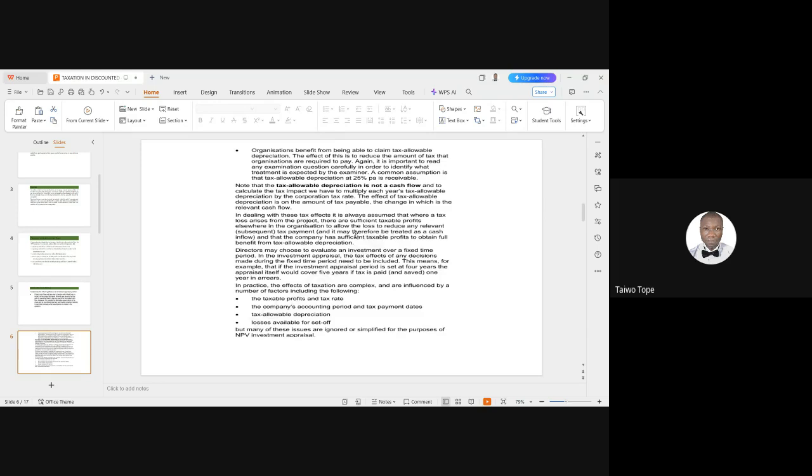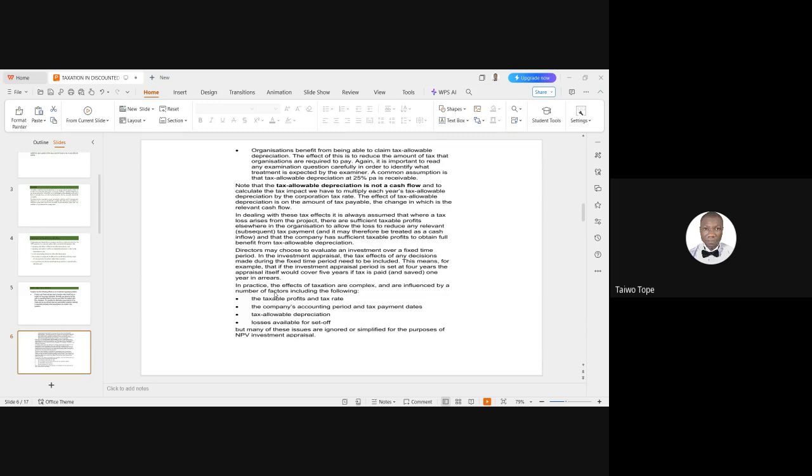These are the introductory parts of my discussion. To calculate the tax impact, we have to multiply each year's tax allowable depreciation by the corporation tax rate. So the effect of tax allowable depreciation is on the amount of tax payable, the change in which is the relevant cash flow.